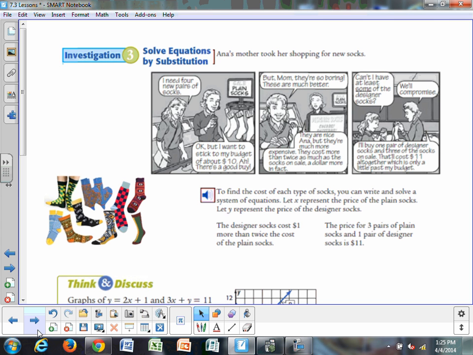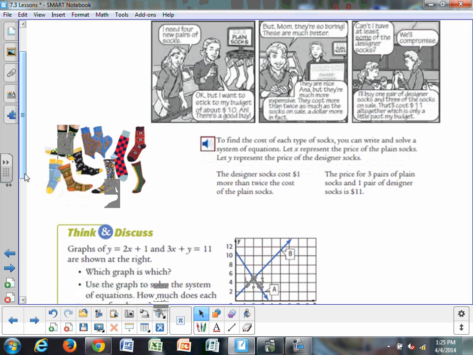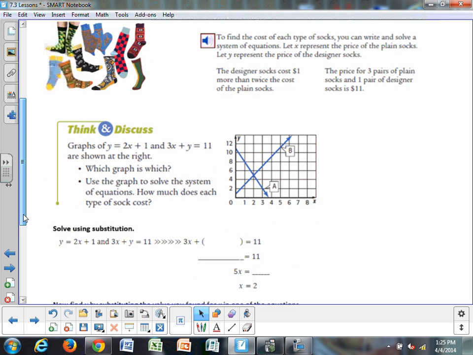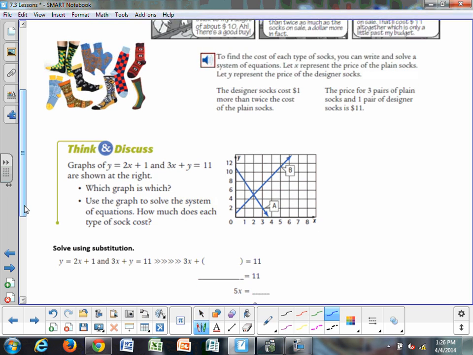Okay, and the first problem here is a problem about socks. Anna's mother took her shopping for new socks. You can go ahead and read this cartoon if you want, but basically if she buys designer socks, they cost $1 more than twice the cost of plain socks, and the price for 3 pairs of plain socks and 1 pair of designer socks is $11. The equations you get for those situations are given here.